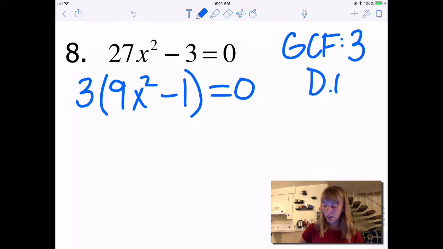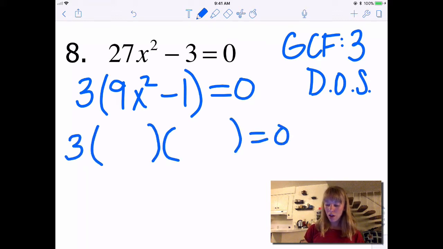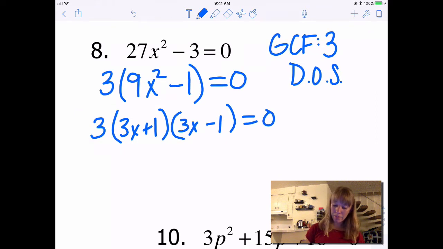So I think this also looks like a difference of squares. Because if I set up two terms, 3 times 3 equals 9. X times x is x squared. And then a positive 1 and a negative 1 will give me that negative 1. Now I have multiplication signs in all 3 places. I can set each term equal to 0. I get 3 equals 0.